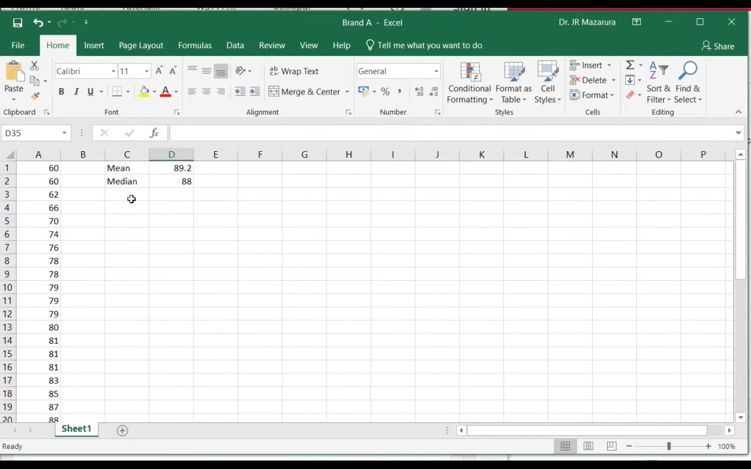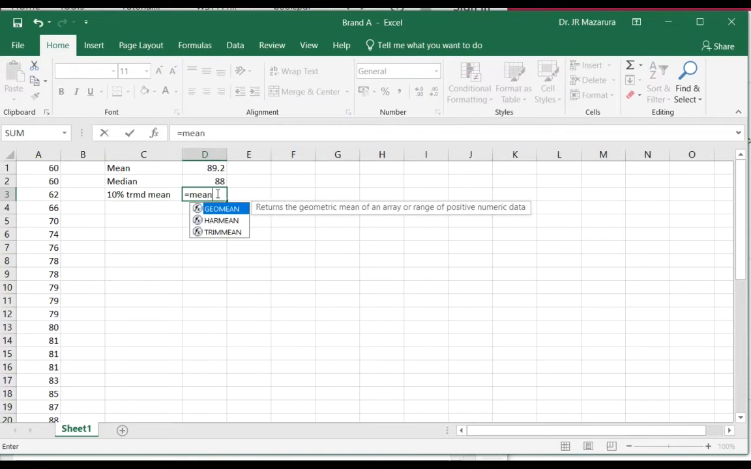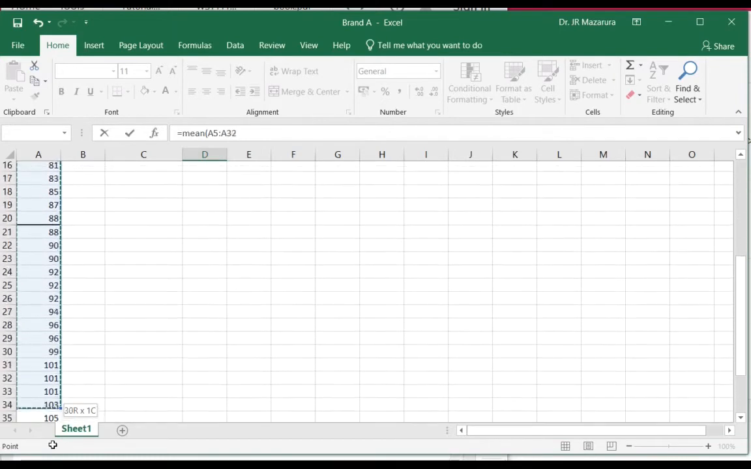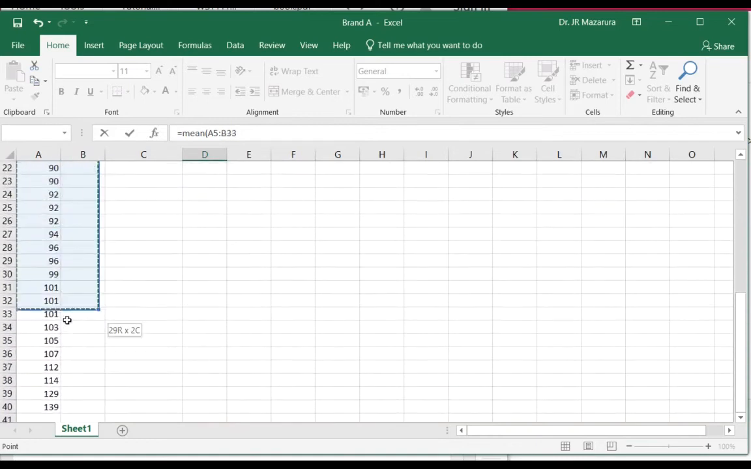So in Excel, if you want this trimmed mean, I'll just put here 10% trimmed mean. Then you'll say equals mean again, open bracket, and then you start from your 5th observation, and then you will stop 4 observations from the end, which should be 36. So you see I excluded 4 observations here and 4 here. I close the bracket, and you see that's how it looks when I click on enter.